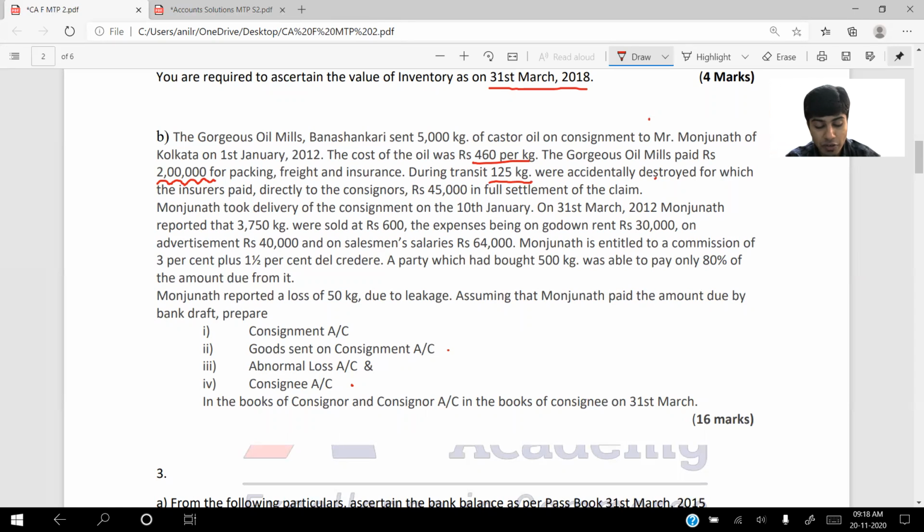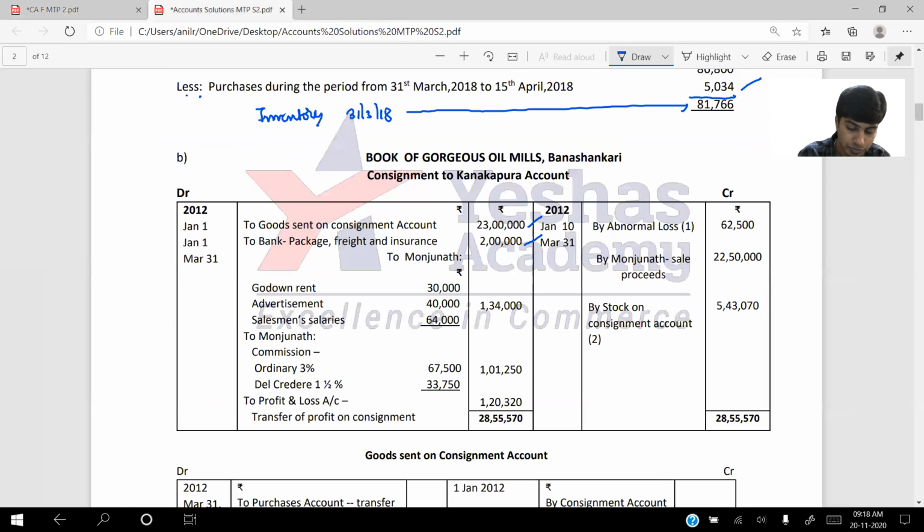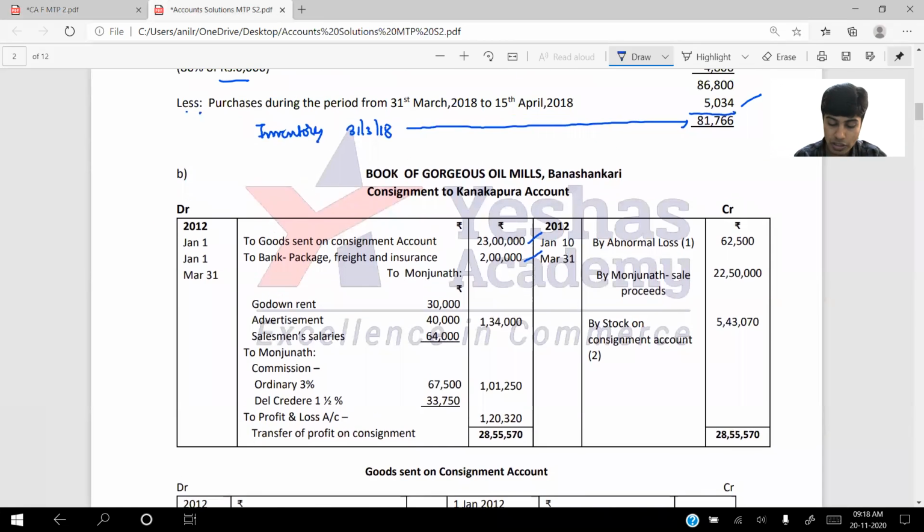How much money have we received? 45,000. So 62,500 is the value of goods minus 45,000, 17,500 should be your loss. I'll show it to you. Now, abnormal loss: consignment stock is reducing by 62,500.